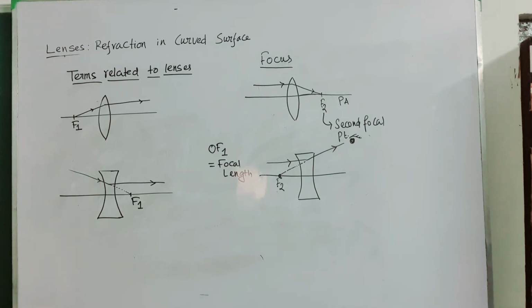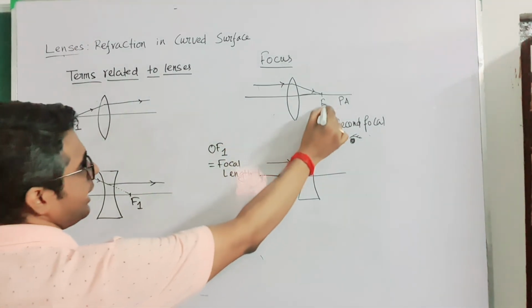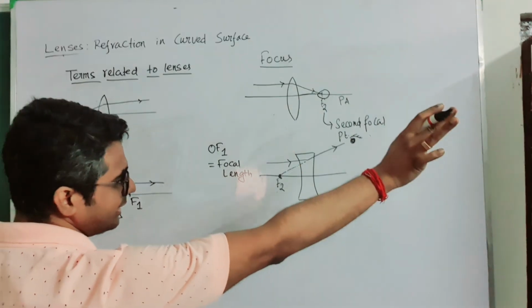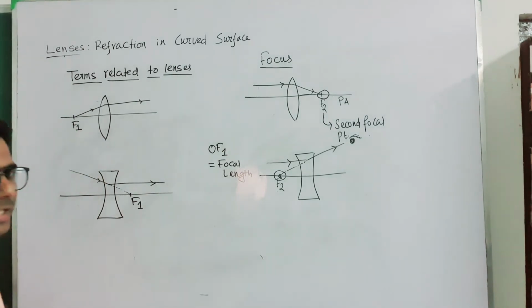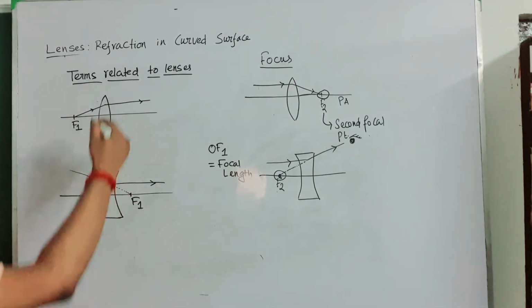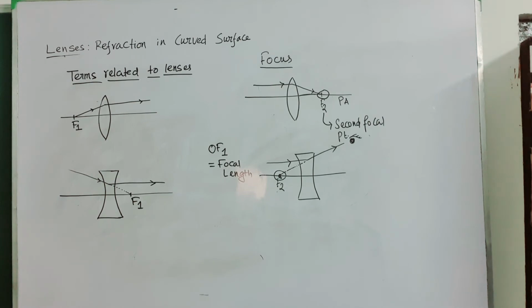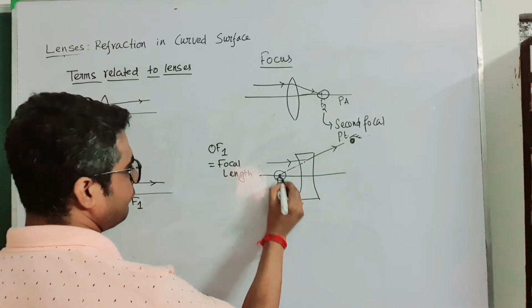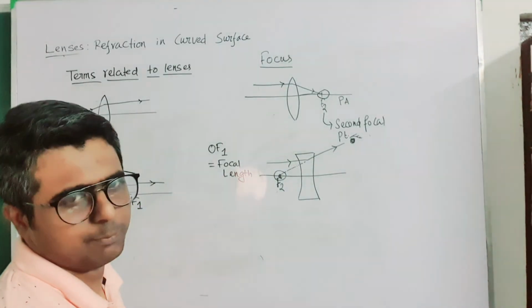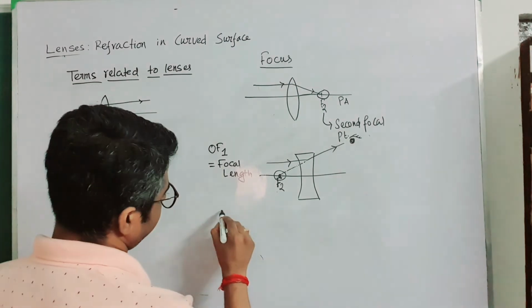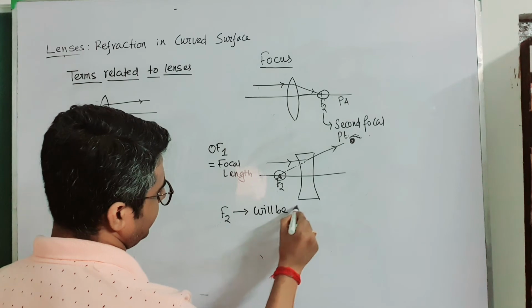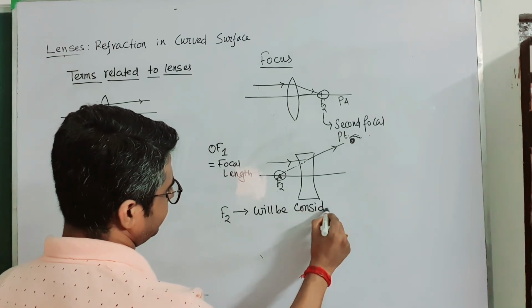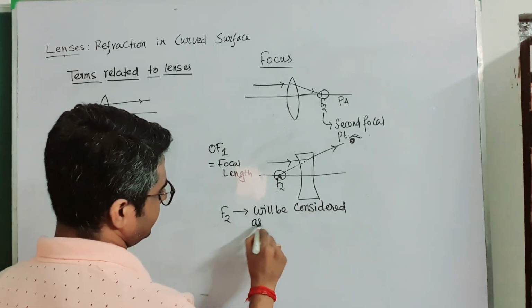So in case of convex lens, F2 is on the right hand side. In case of concave lens, F2 is on the left hand side. And the reverse is true for F1. Normally for focus, we are going to take F2. F2 will be considered as the focal point. So you can write down: F2 will be considered as focal point.